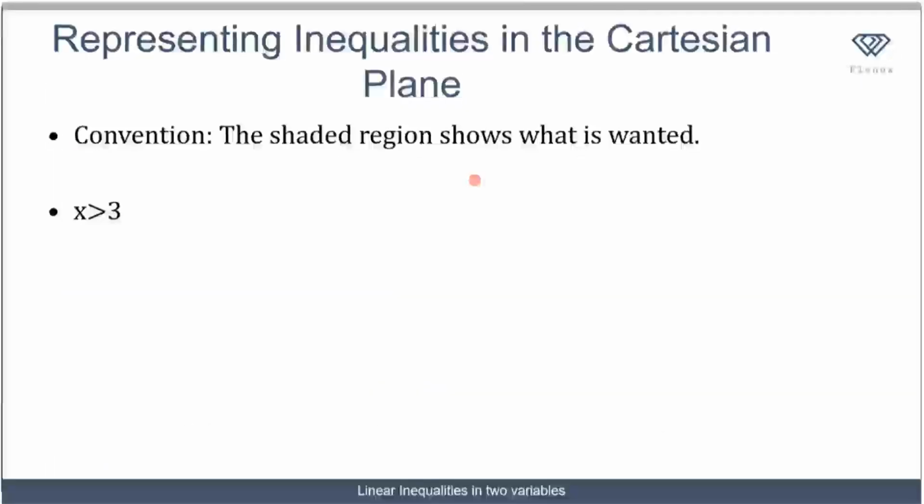So the convention that we're going to be using is the shaded region in the plane is going to show what we want to identify. The other convention that is available is to use the shaded region to show the points that are not required, but we're not going to be making use of that convention here. So how do we represent inequalities on the Cartesian plane?